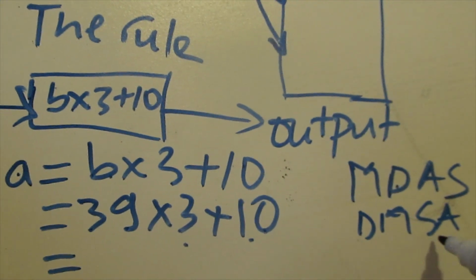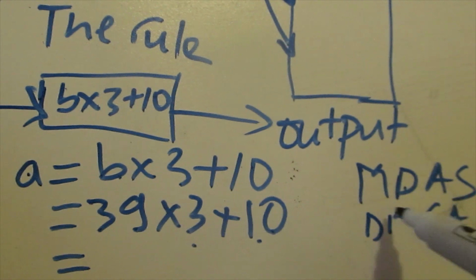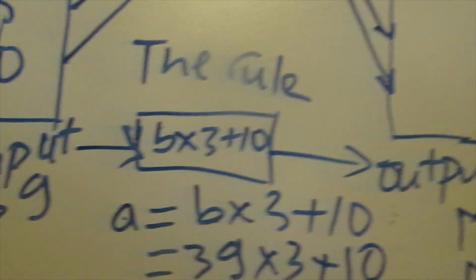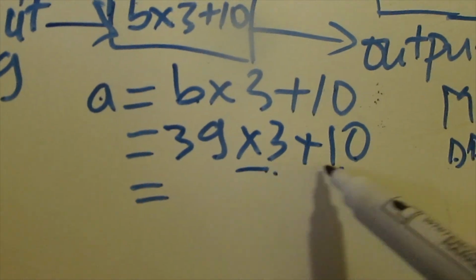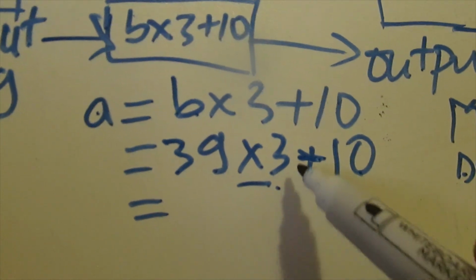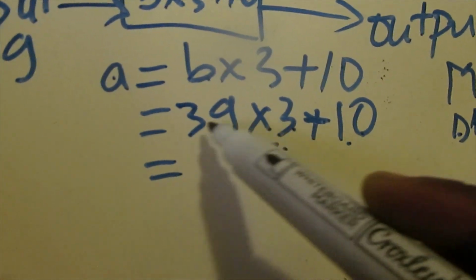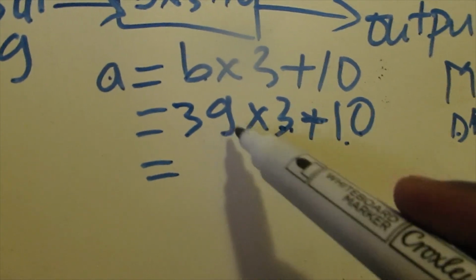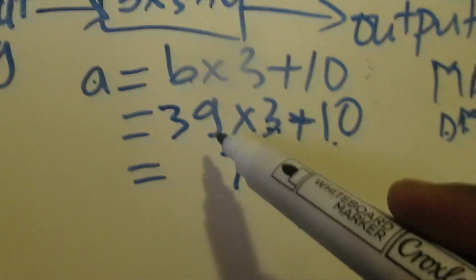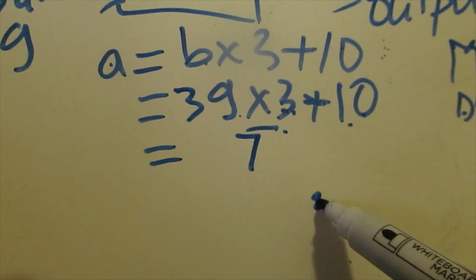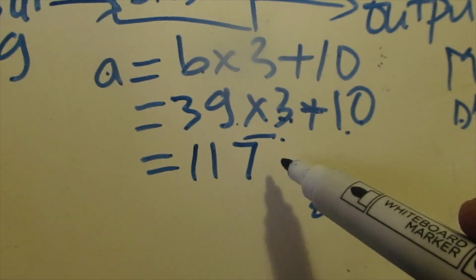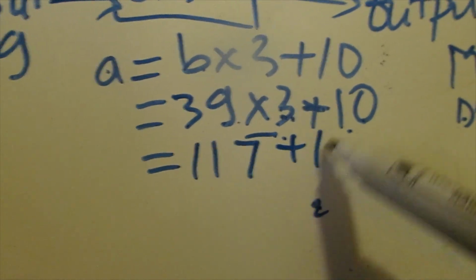It doesn't matter, but the addition and subtraction cannot be done before the multiplication with the division. So here, as we have a multiplication with the addition, we start with the multiplication first. So we have to multiply 39 times 3. 3 times 9 is 27, so we carry 2. 3 times 3 equal to 9, plus the carry 2, 11. So 39 times 3 is 117, plus 10.